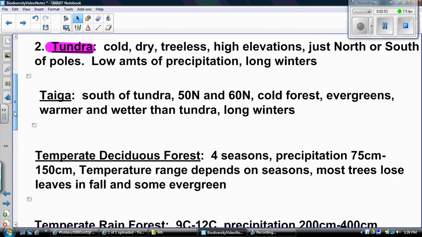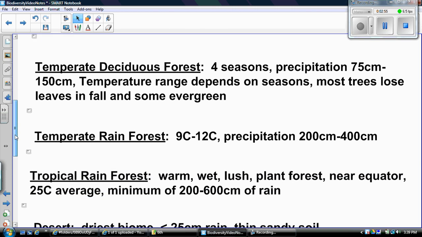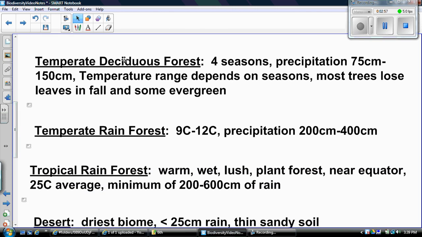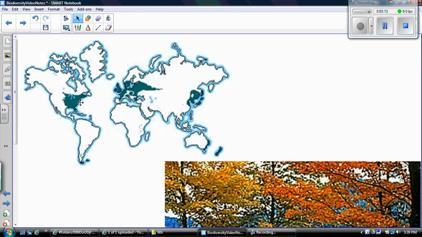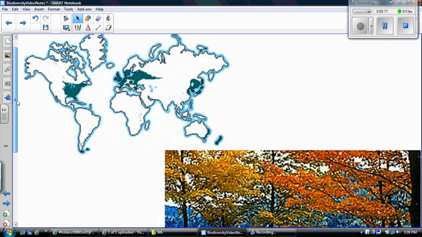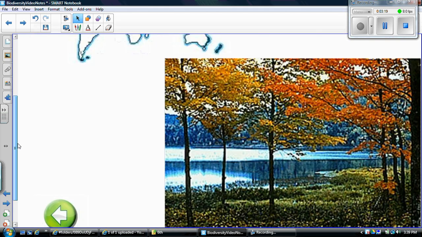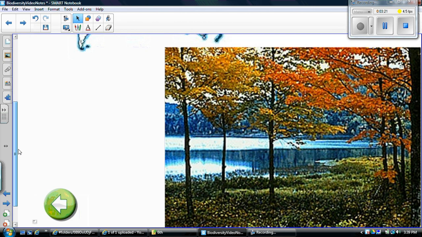Another biome is the temperate deciduous forest. Now, a temperate deciduous forest has 4 seasons. Precipitation is 75 to 150 centimeters. The temperature range depends on the seasons. Most trees lose their leaves in the fall, and there are some evergreens. So this is where we have temperate deciduous forest in the world. And here's temperate deciduous forest in the fall. Leaves are changing color.